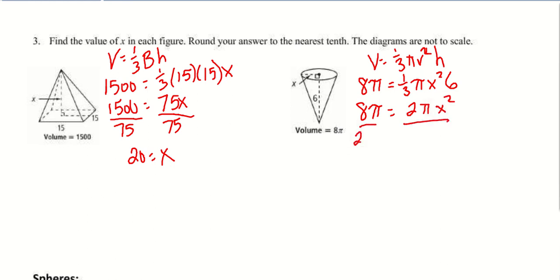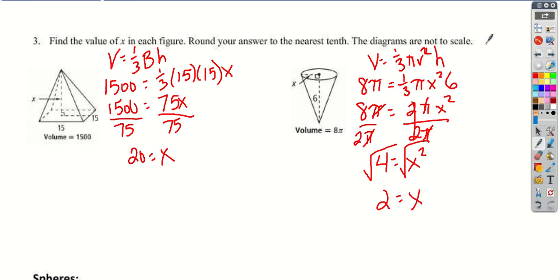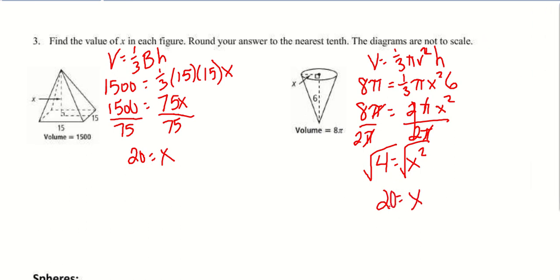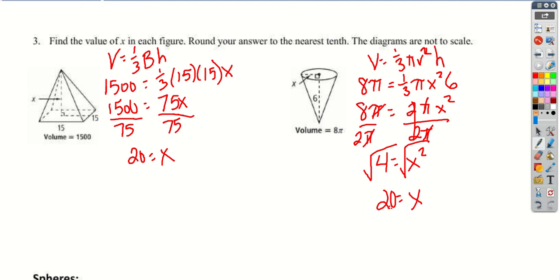We want to get the x squared by itself, so we'll divide out by the 2 pi on both sides. So the pi's are all going to cancel. The 2's are going to cancel, and 8 divided by 2 is 4. That's equal to x squared. And then to undo the squared, we need to take the square root. And the square root of 4 is 2. And so we're left with this. And it does say nearest tenth, so we'll put 2.0 down, since we are going to the nearest tenth there.